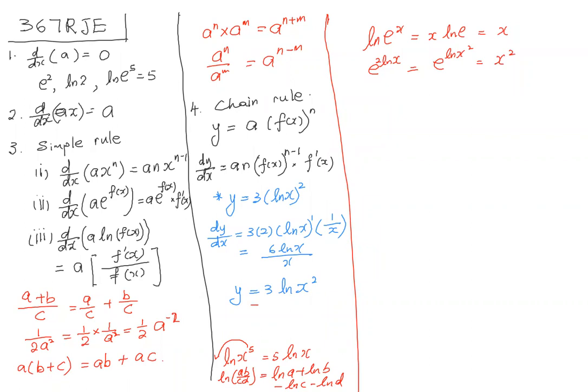So this will be 2 times 3. I haven't differentiated yet. So this is 6 ln x. Now only I differentiate. So this is the dy dx. Are you okay? So does anyone have anything about simplification or the simple rule and chain rule?